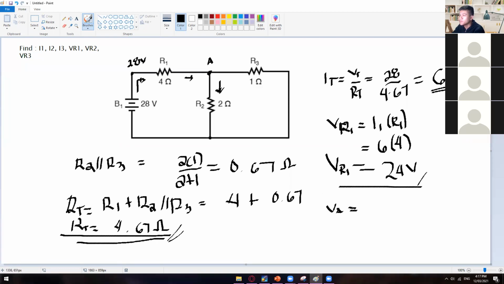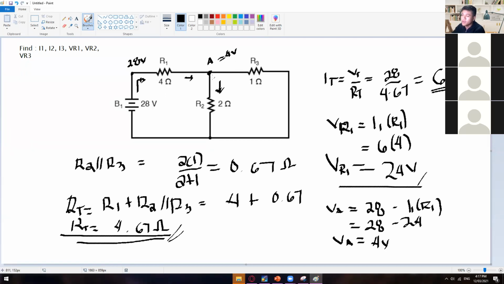So we have to get the 28 volts and then deduct the voltage drop right here, which is I1 times R1, which is actually already this one, 24 volts. So right here, 28 minus 24. So at point VA, we have here 4 volts. I'll just write it right here. So we have here 4 volts.